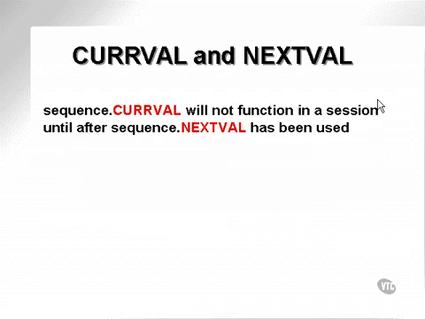Before we go into some examples of sequences, just some strange behavior that should be explained. There are two pseudo columns which allow access to the value of sequences, currVal and nextVal, accessed as sequence name.currVal or sequence name.nextVal. Note that currVal will not function in a session until after the sequence nextVal has been issued. In other words, if you were to do select sequence.currVal from dual, you get an error. If you do sequence.nextVal and then sequence.currVal, everything will work fine.